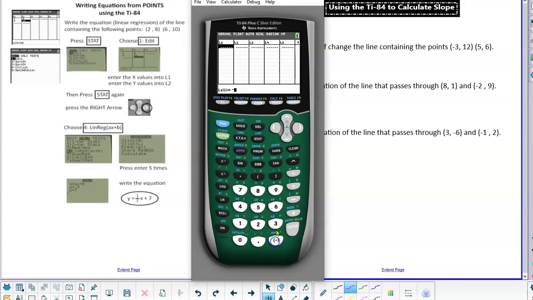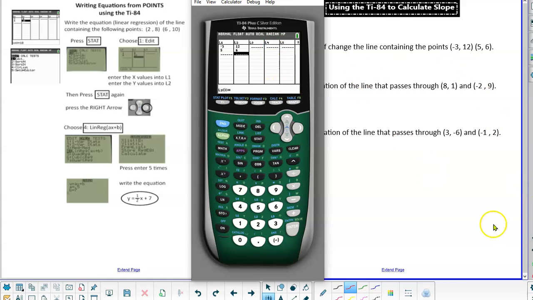So I'm going to type a -3, and then I press enter. And instead of going over to type the 12, I'm just going to type my next x coordinate, which is going to be a 5. Enter. Now I'm going to press my right arrow over, and I'm in list 2, or my y column. So my pair for -3 is 12, so I have to type that first, and then I have to type my 6. All right, that's it. That's the hardest part. The calculator is going to do all the rest of the work for you.